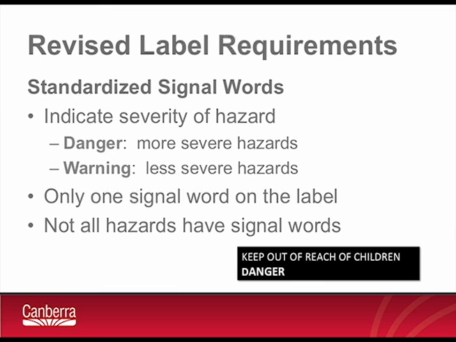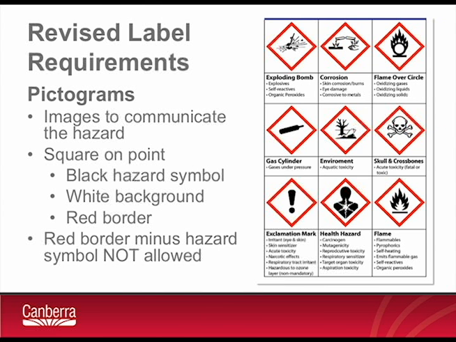The revised label requirements include the use of a signal word that indicates the severity of the hazard. There should only be one signal word on the label, depending upon the severity, either danger or warning. Pictograms are images that should be placed on the label to convey health, environmental, or physical hazards. The pictogram is a square on its point with a red border and a black image.